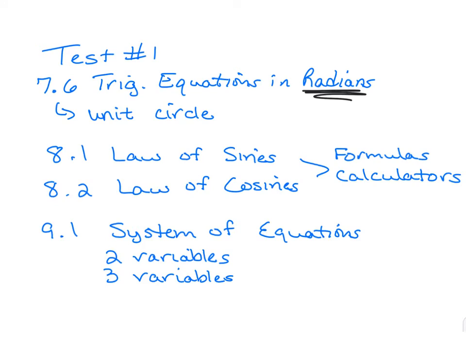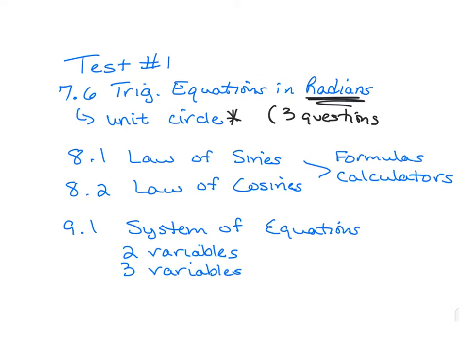In degrees. So this time all answers are going to be in radians. I highly recommend that you have a unit circle out so you can reference that. There'll be 3 questions on the test from this section. Then for law of sines and cosines, we're going to have 4 questions.